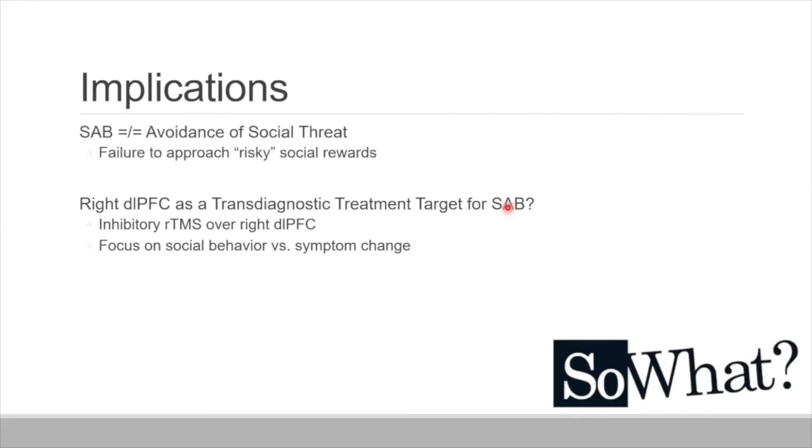And just some big picture implications here. Social avoidance doesn't seem to be about avoiding social threat, which, typically in anxiety work, and my background in clinical psychology, we think of things like social anxiety as being driven by this avoidance of social threat or rejection. It really seems to be more about failure to approach these risky social rewards. And it could be that neuromodulation might be helpful, using the right DLPFC as a treatment target. This might give us some insight on what we want to target to try to improve the ability of individuals to approach these more risky social rewards.